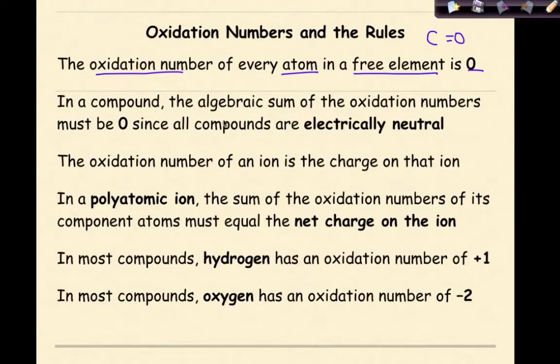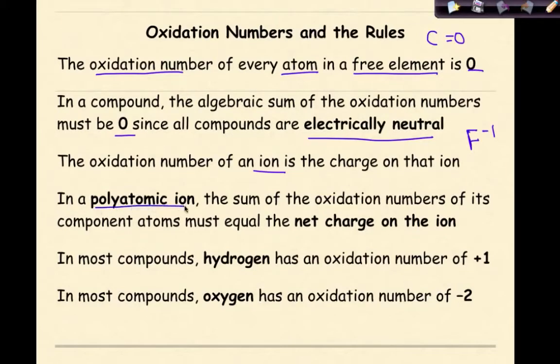In a compound, the algebraic sum, meaning adding together, of the oxidation numbers must be 0 since all compounds are electrically neutral. I'll show you how this works in a second when we do a couple of examples. The oxidation number of an ion is the charge on that ion. So if I say to you, hey, I have a fluorine ion, and you know fluorine has a charge of -1, well, the charge of fluorine is -1, therefore the oxidation number is -1.